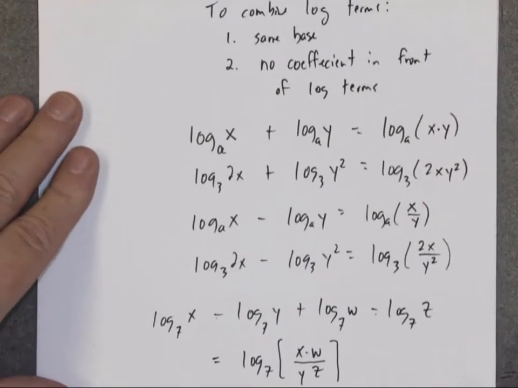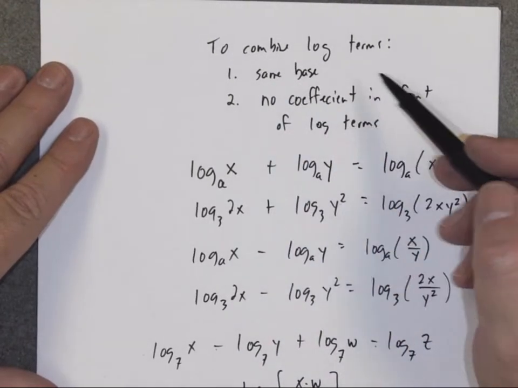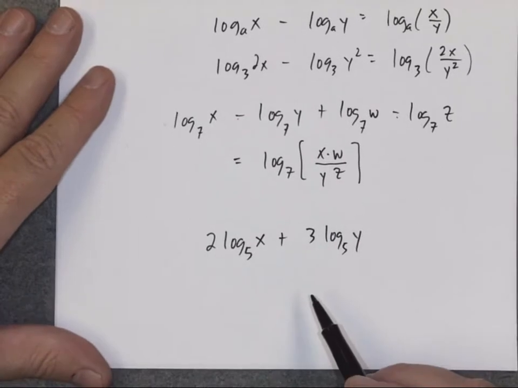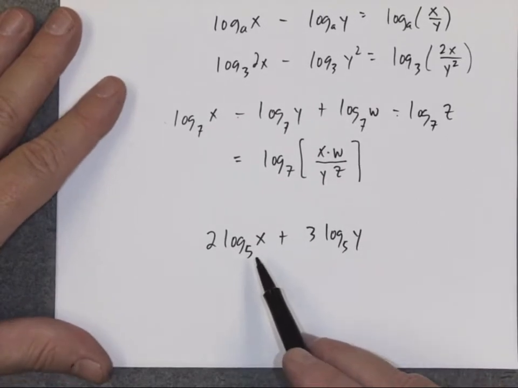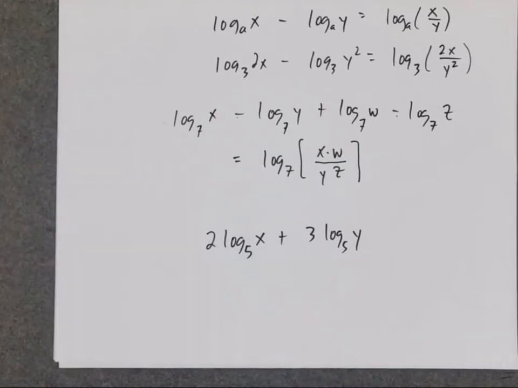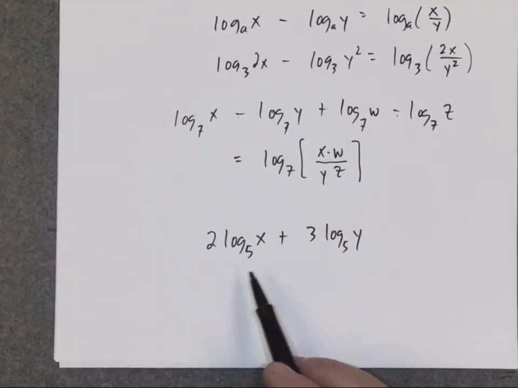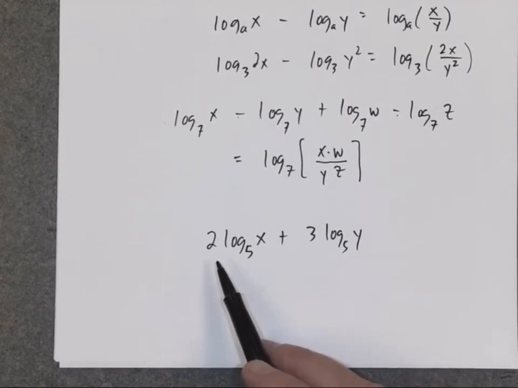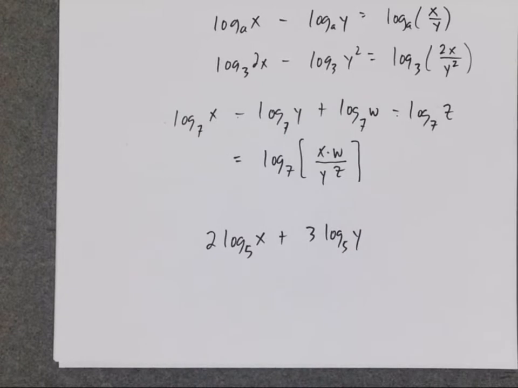Earlier I said the conditions to combine log terms are: same base, no coefficients. All right, well, that's nice, that's a condition, but you know what? That's just not sort of like the real world. To be honest, you're almost always going to have the same base, but the idea of no coefficients, you're going to have coefficients. So what do we do? Well, actually we're going to apply something we've already talked about.